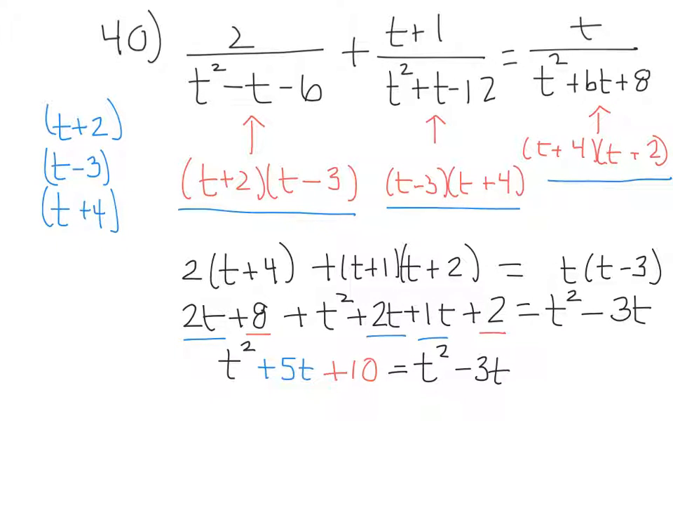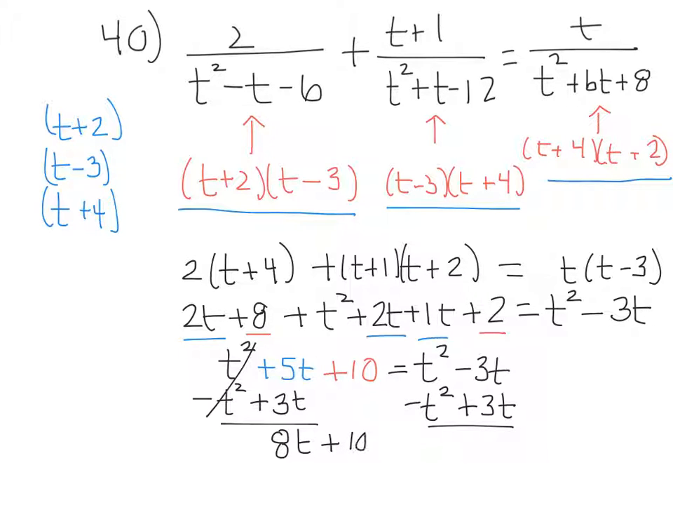So this is a quadratic equation. I can see the highest degree is 2, so I need to get it in standard form. That would mean I need 0 on one side, so I'm going to subtract t squared from both sides, and I'm going to add 3t to both sides. That'll leave me with nothing on the right. The t squareds are going to cancel, and I'll have 8t plus 10 is equal to 0.